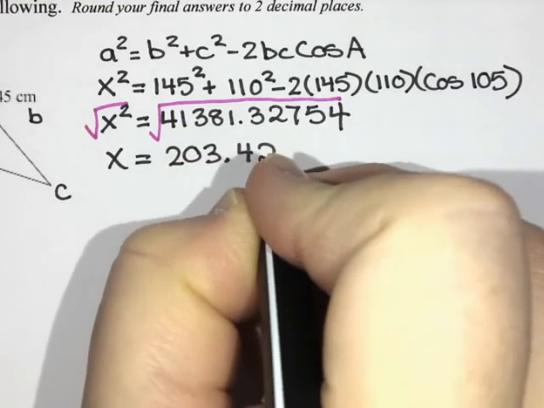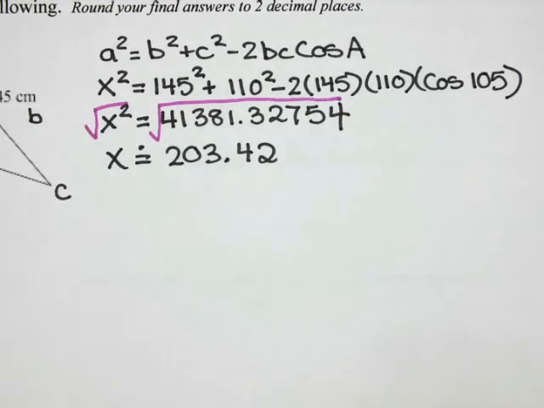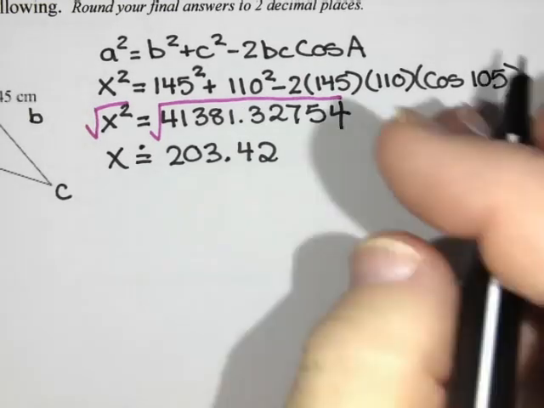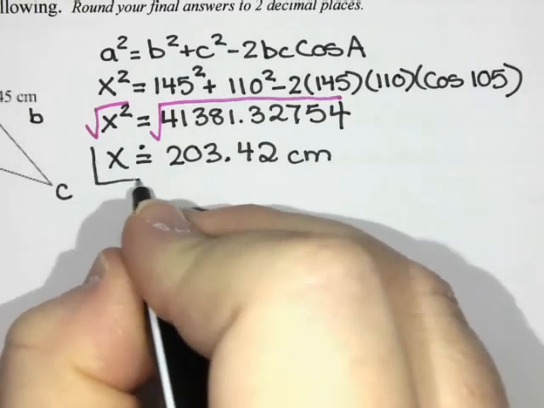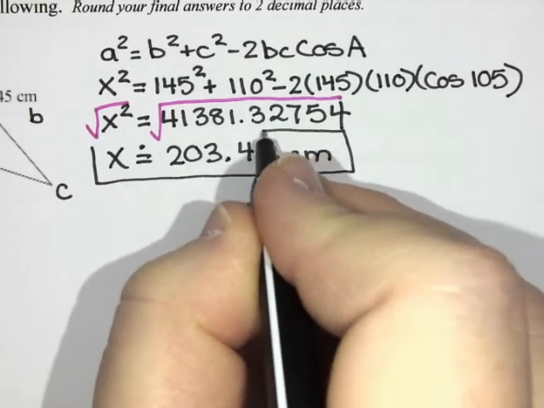Since I rounded, I'm going to put a dot over my equal sign, and this is a side length, and all of the other sides in the question are marked in centimeters, so this is going to be 203.42 centimeters.